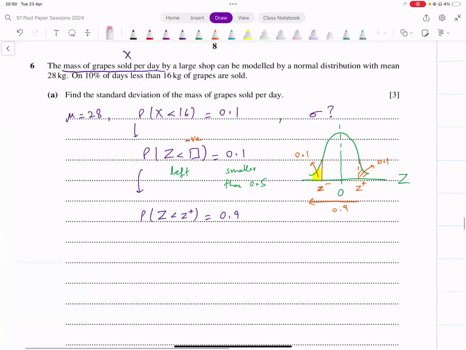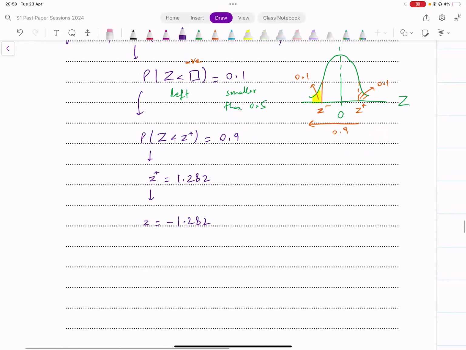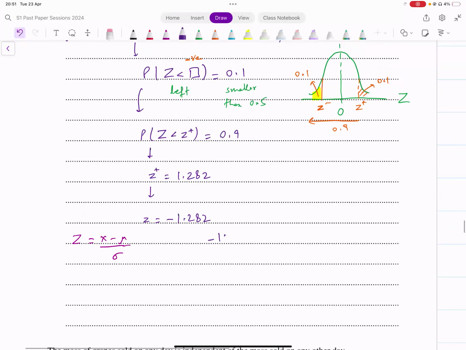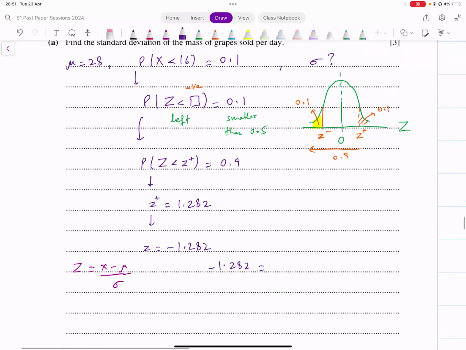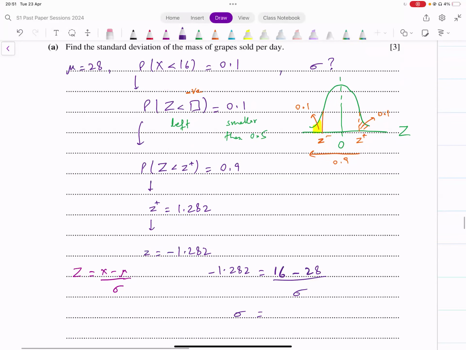So the corresponding z value turns out to be 1.282. Now this is the positive z value. The actual z was negative. So the actual z value therefore is minus 1.282. Now use the formula z equals x minus mu over sigma, and that will give you the value for sigma. Minus 1.282 equals x, which is 16, minus mean, which is 28, divided by sigma. And that will give you the standard deviation. You can see what that turns out to be. What do we get for standard deviation?